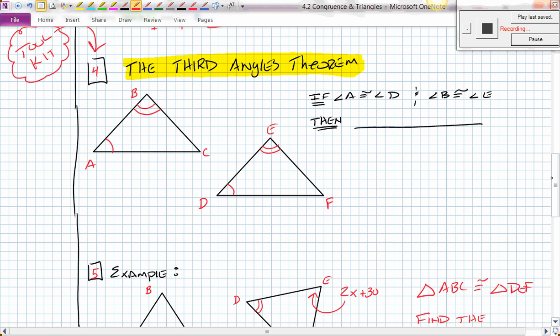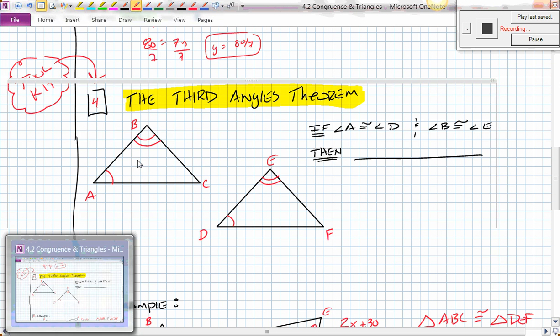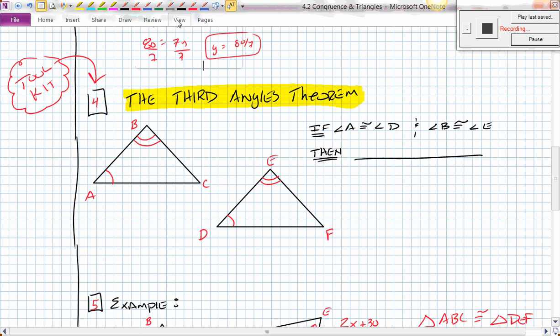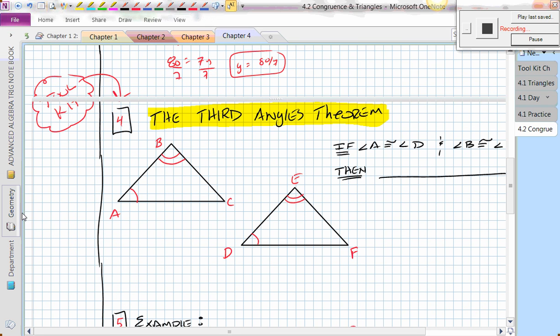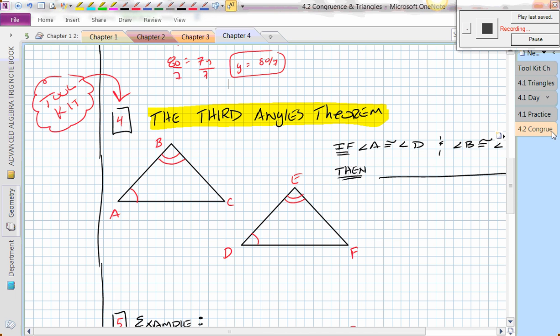The third angles theorem, box number 4. We want to make sure that we put this one into our toolkit, and my toolkit is online, so you can grab it from me, but I'll show you the toolkit that we're supposed to have here. So, we'll go to View, Normal, Geometry. In my toolkit, I'm already on the 2nd page. Notice I put the third angles theorem in there. It's from section 4.2, and make sure that you copy that into the toolkit. Okay, so let's bring you back over to the lesson now.